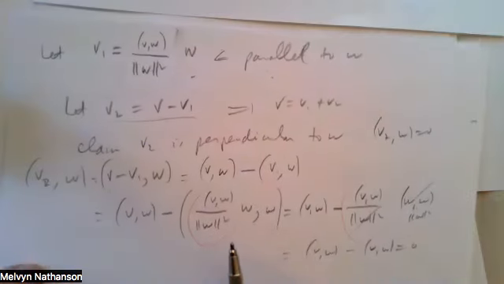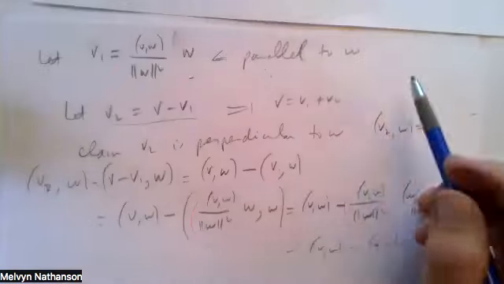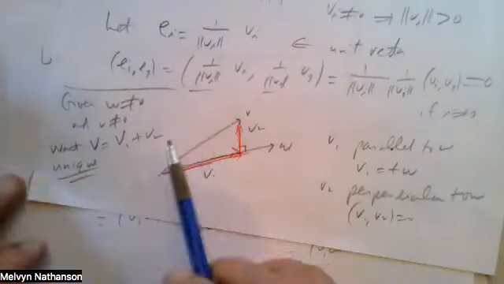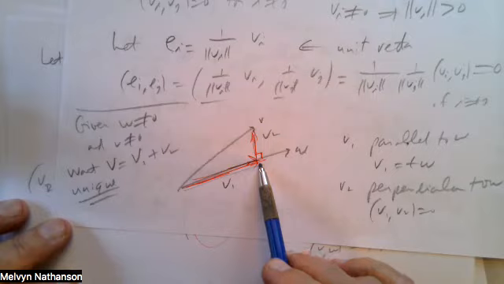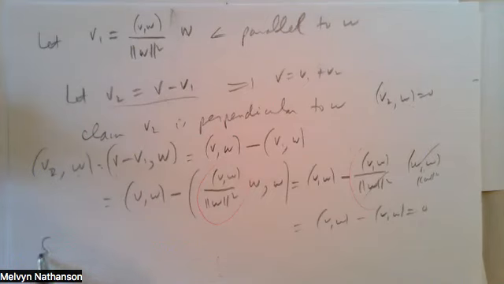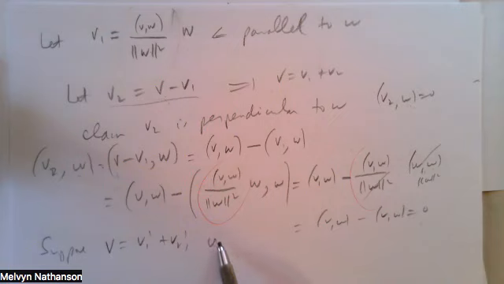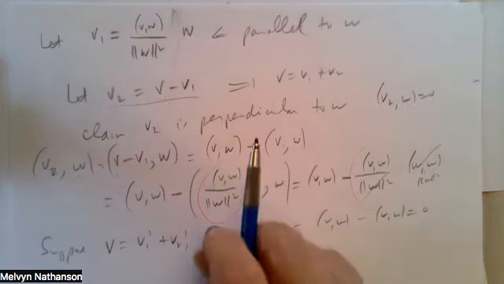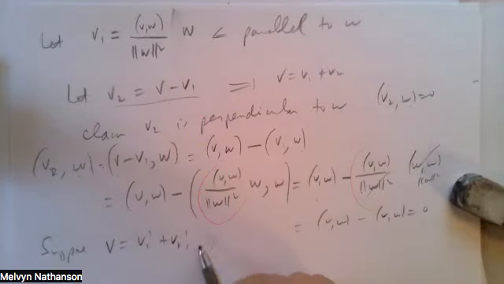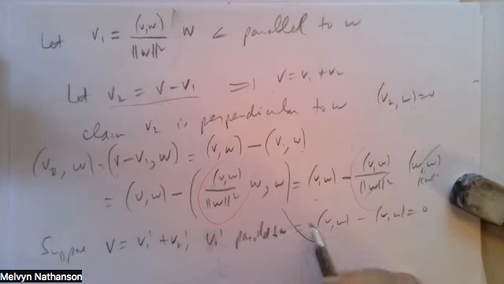So I now have at least one way to write V as a vector parallel to W and a vector perpendicular to W. So suppose we have another representation of V as V1 prime plus V2 prime, where V1 prime is parallel to W and V2 prime is perpendicular to W.